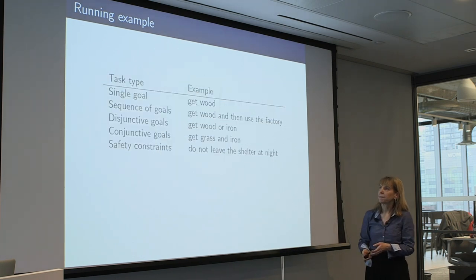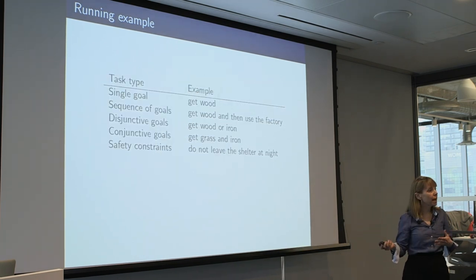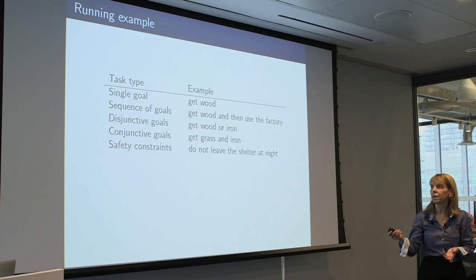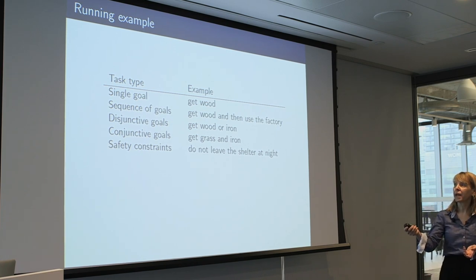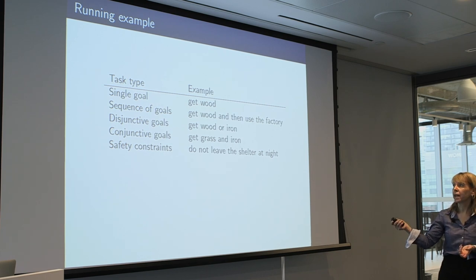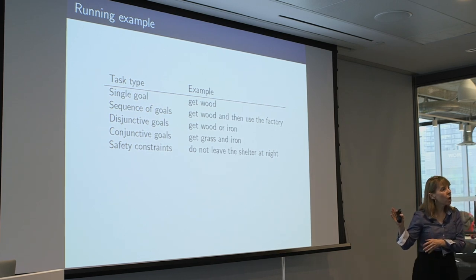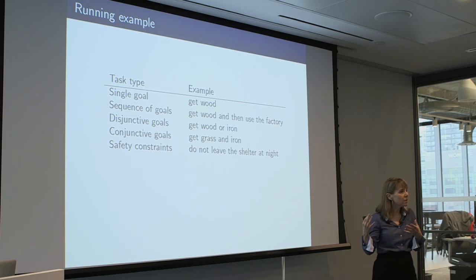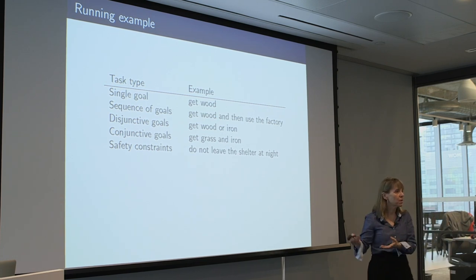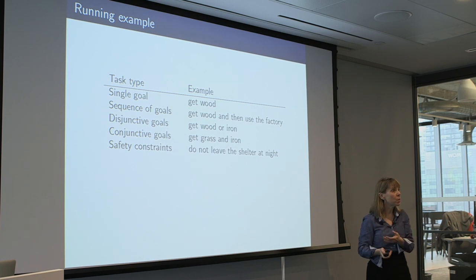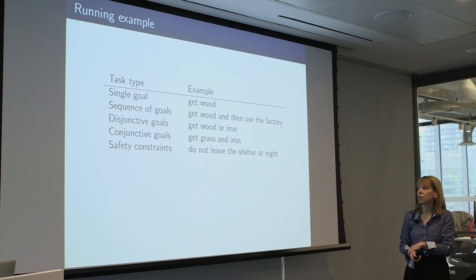So here are some simple goals that we might have. Here are some things that we might want Luigi to do. We might have a single goal, get wood. We might have a sequence of goals, get wood and then use the factory, disjunctive goals, get wood or iron, conjunctive goals, get grass and iron, or even safety constraints. Do not leave the shelter at night. This is a very simple example, but I hope that it's evocative of the types of things you can imagine in a complex world, the types of rewards that you might like, tasks that you might like to give to an agent in your world.